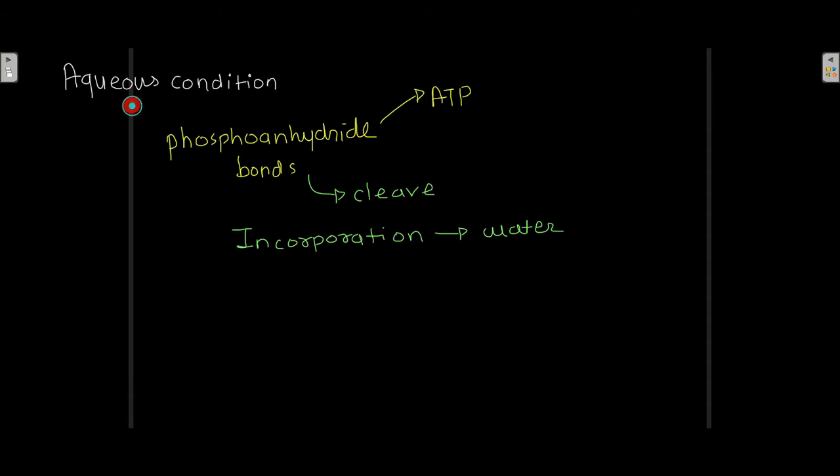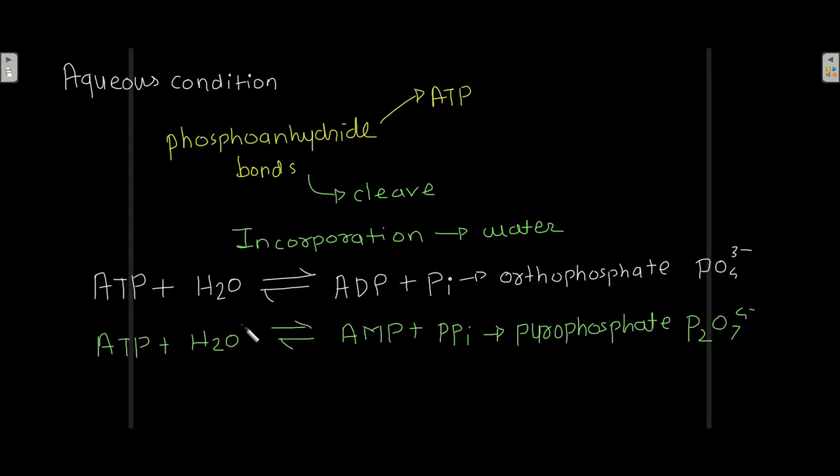Now, in aqueous conditions, the phosphoanhydride bonds of ATP cleave by the incorporation of water. Okay, in ATP there are phosphoanhydride bonds. Those bonds get cleaved by the incorporation of water. So this is how the reaction looks. ATP plus H2O gives ADP plus Pi.